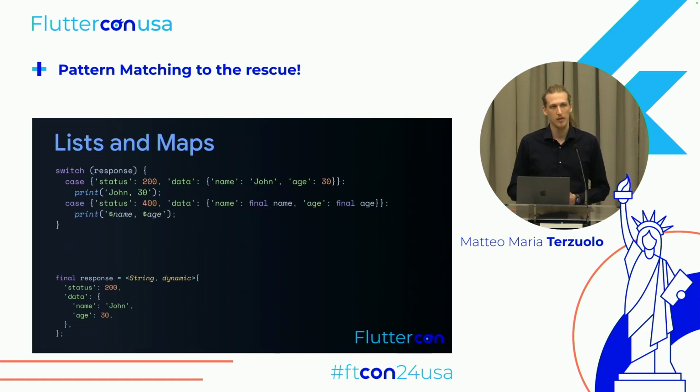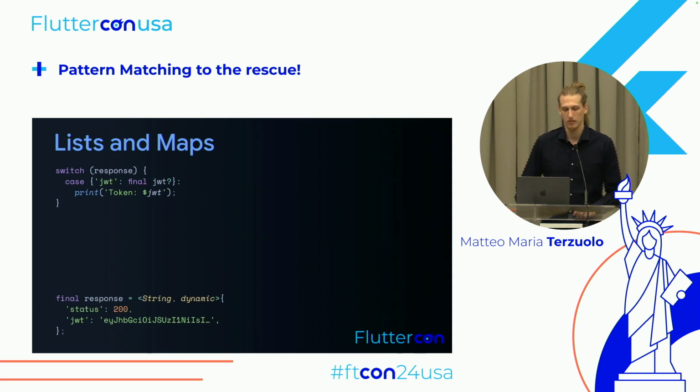And we can also do a mixed thing with static value that we put there. So for example, the status 400, and extract the data from that map to use it in our branch. So for example, I extracted the name and the age and printed them.